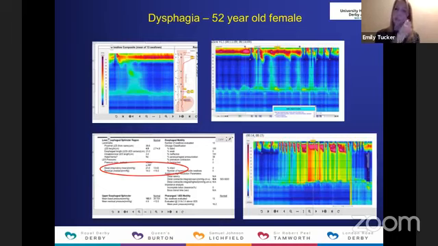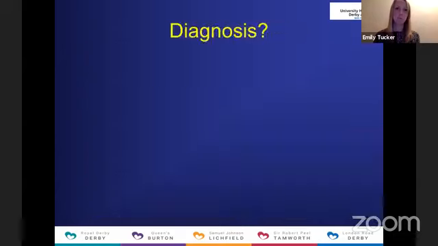That changes things a little bit, because obviously if this was just hypomotility and the esophagus not able to push things down very well, wouldn't expect to see this panesophageal pressurization later. So the question is, what is the diagnosis in this scenario? Now I can't hear or see any chat.